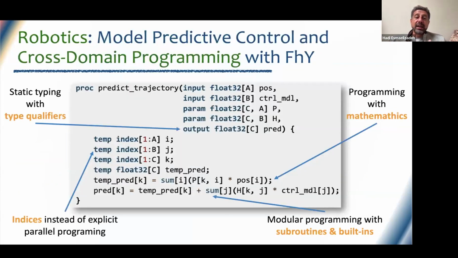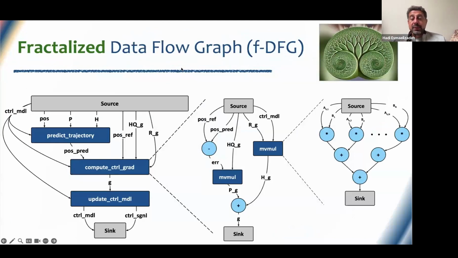On top of it, I give you static typing with type qualifiers. You're not talking about hardware at all. This is completely hardware agnostic, because I don't even know what kind of hardware I'm going to compile the whole thing for. We also give you modular programming with subroutines and built-ins, and instead of explicit parallel programming, you're just using mathematical expressions and writing mathematics, right?